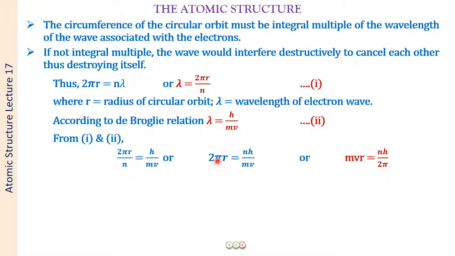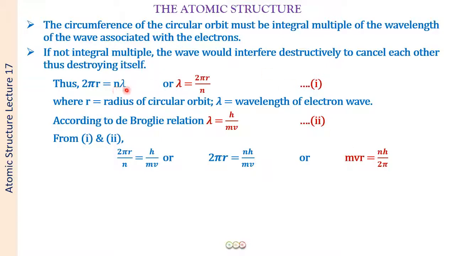So we get 2 pi r is equal to nh over mv, or we get mvr is equal to nh over 2 pi. And this was what the Bohr's postulate was. Fine. I hope it is clear how we have derived the Bohr postulate about the angular momentum from the de Broglie relationship.